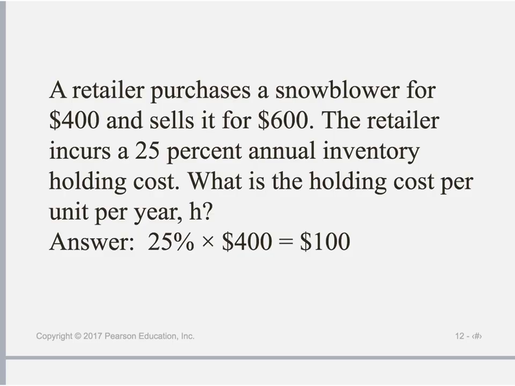Let's bring that to life. A retailer purchases a snowblower for $400 and sells it for $600. The retailer incurs a 25% annual inventory holding cost. What is the holding cost per year? Remember, it's always about the cost to buy the item. We bought it for $400, and the holding cost percentage, which is little h, is 25%. So the holding cost per year is 25% times $400, giving us $100.